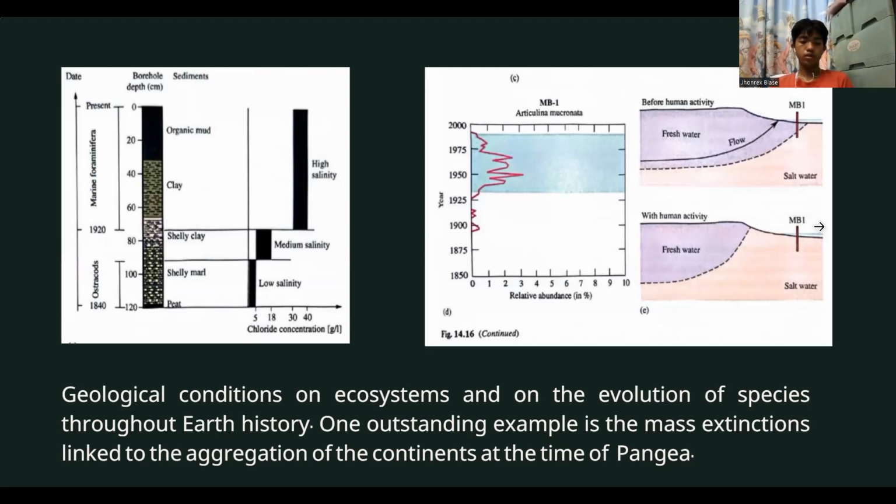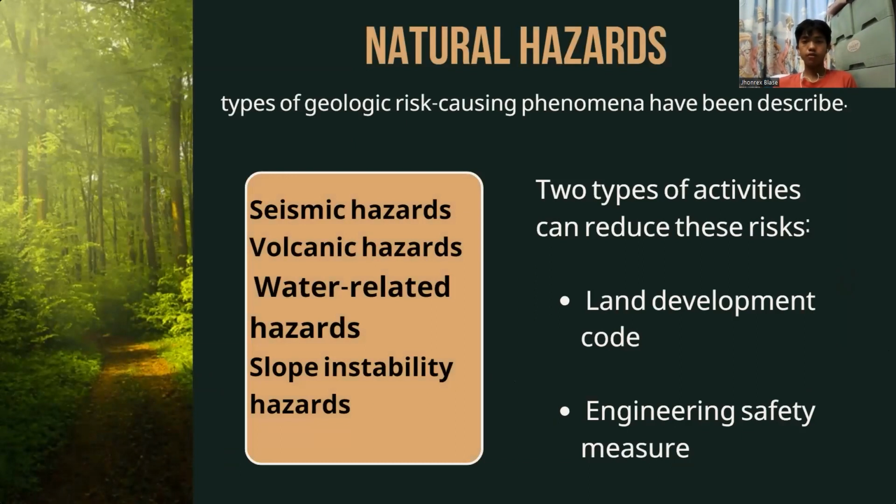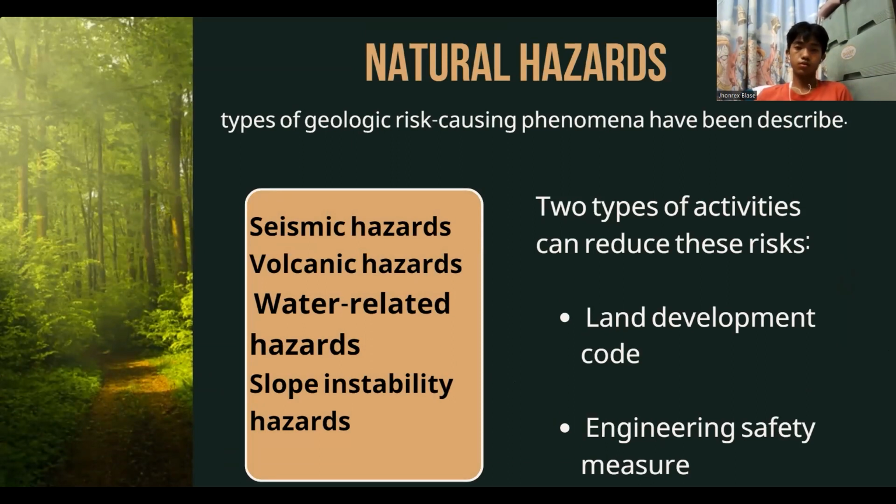Additionally, rapid geodynamic events like volcanic eruptions, floods, and landslides also impact ecosystems. So next, natural hazard. Types of risk-causing phenomena have been described: seismic hazard, volcanic hazard, water-related hazard, slope and stability hazard.